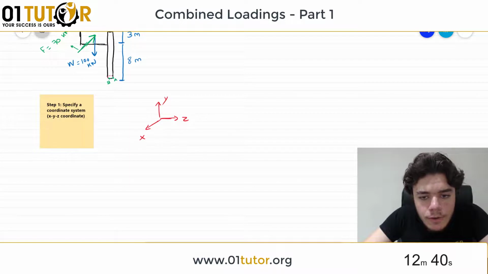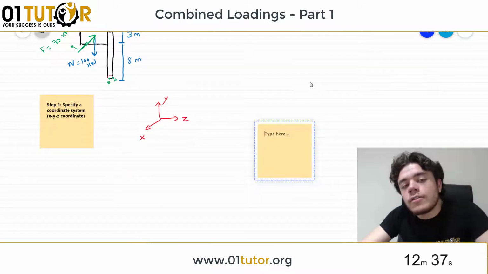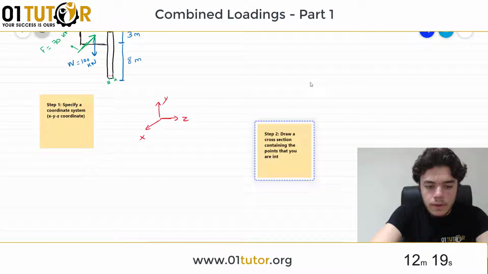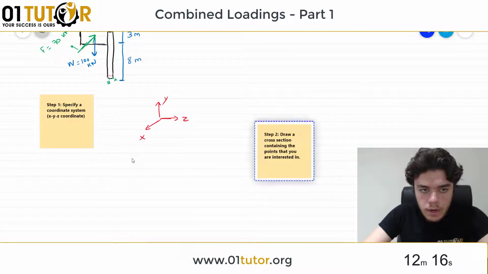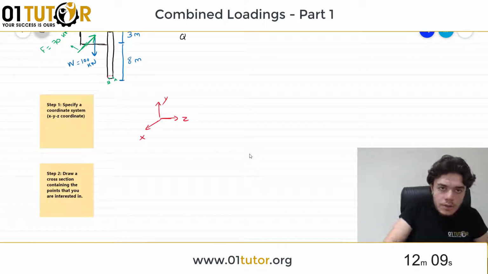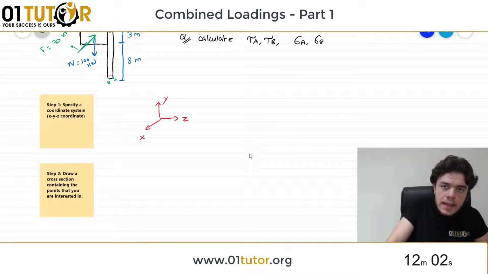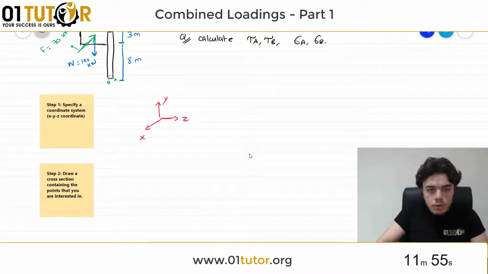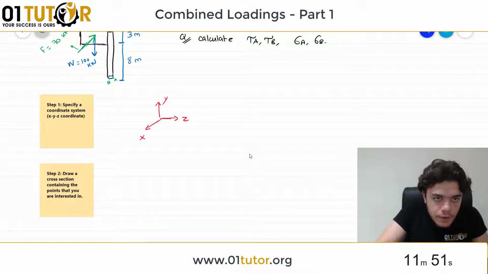Alright? After you specify a coordinate system, step 2 is to draw the cross section. So step 2 in here: draw a cross section containing the points that you are interested in. Now, we're interested in calculating the normal and shear stress, so I forgot to tell you that the question is to calculate tau A, tau B, sigma A, and sigma B. So after we specify a coordinate system, we draw a cross section containing the points that you are interested in. So we want to draw a cross section of this thing in here.